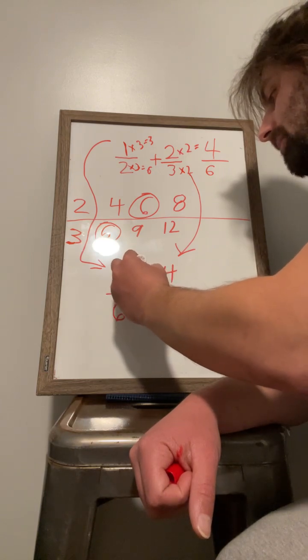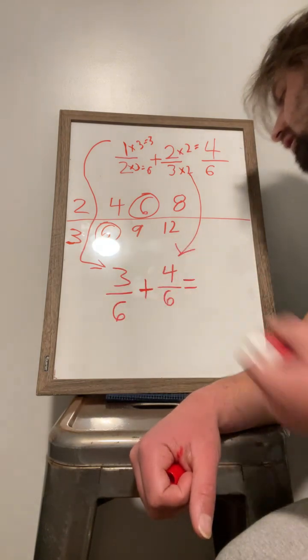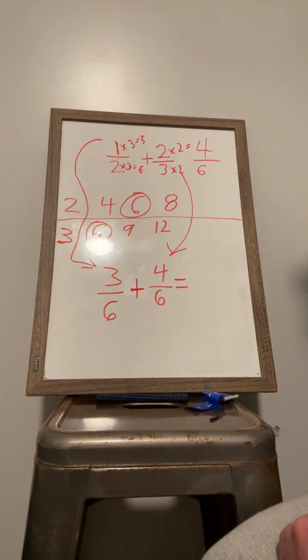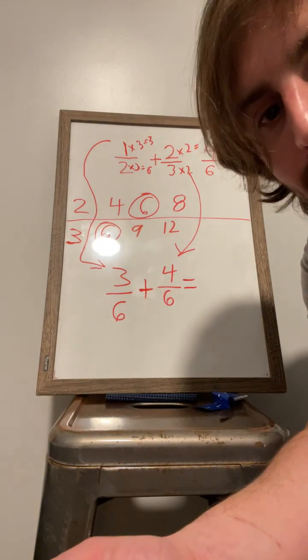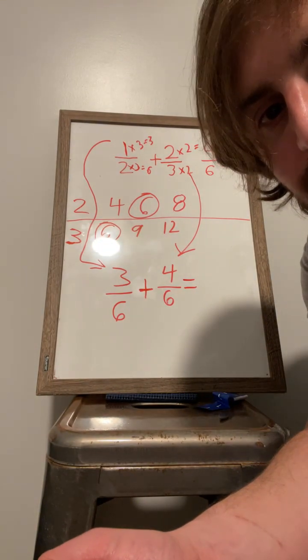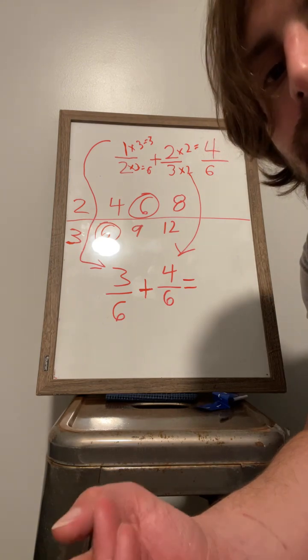So now I have my new fractions. 1/2 converts into 3/6. 2/3 converts into 4/6. So now I can add. Now I can add these fractions because we have the same denominator.